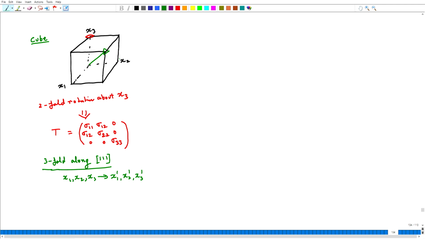x1 prime will coincide with x2, x2 prime will coincide with x3 and x3 prime will coincide with x1.